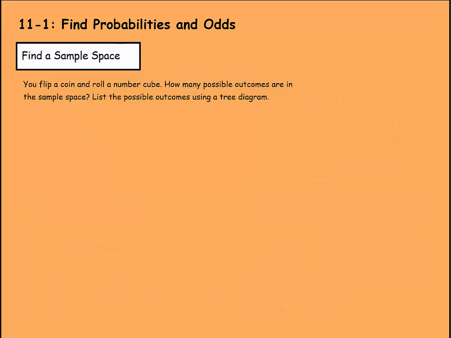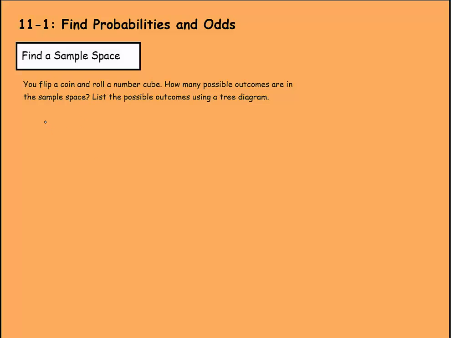So if you're going to solve a sample space problem: you flip a coin and roll a number cube. How many possible outcomes are in the sample space? List the possible outcomes using a tree diagram. Using a tree diagram is useful when you have two different things that you're doing. You do one at a time and you kind of branch off with all the different possible outcomes.